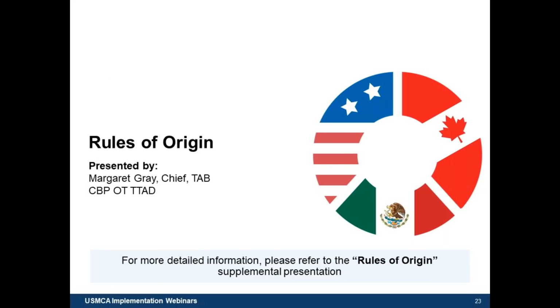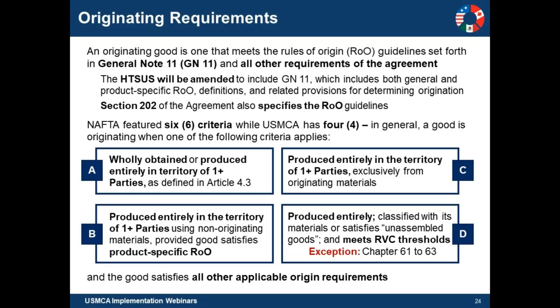Next, we'll talk about rules of origin. An originating good is one that meets the rules of origin set forth in General Note 11 and all other requirements of the agreement. The HTS-US will be amended to include General Note 11, which includes both the general and specific rules of origin definitions and other related provisions.